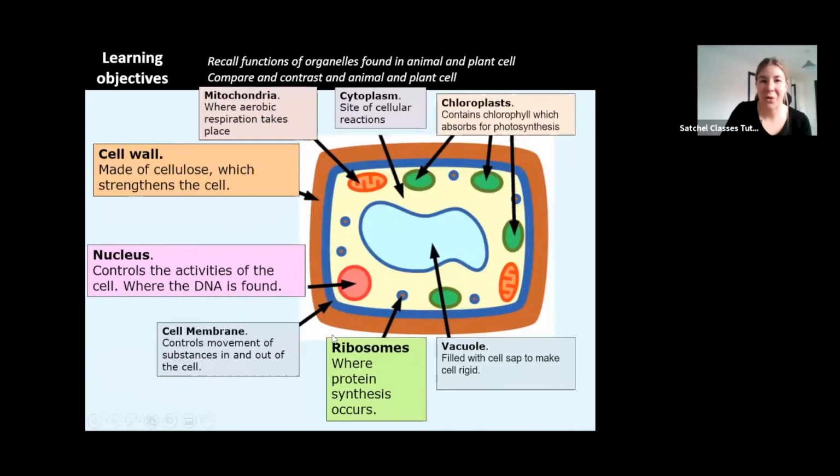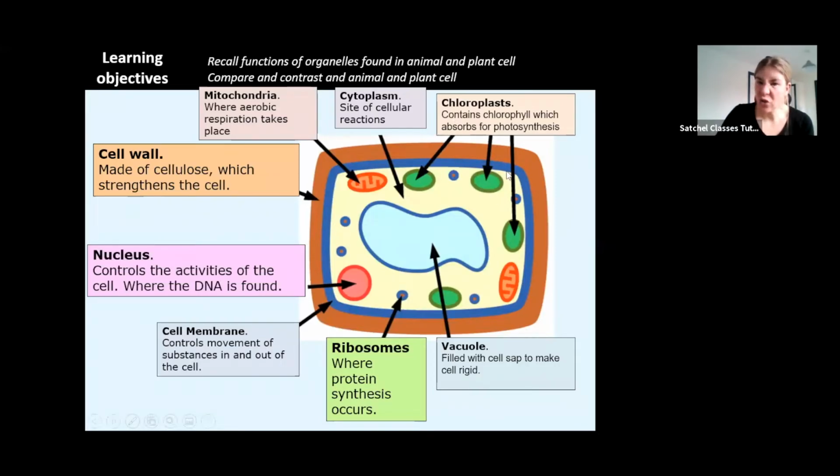Let's have a look then. So lots more going on in the plant cell. We've got the mitochondria, the cytoplasm as before, the ribosomes as before, and the cell membrane and nucleus as before. So I won't go through those. There are a couple of new things though. We have a cell wall. Animal cells do not have a cell wall, plant cells do. And this is the function. We should say in our GCSE paper, made of cellulose, which strengthens the cell. You can say that in your GCSE paper and you would get a mark for it.